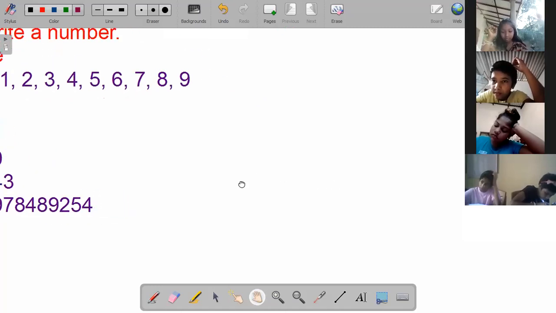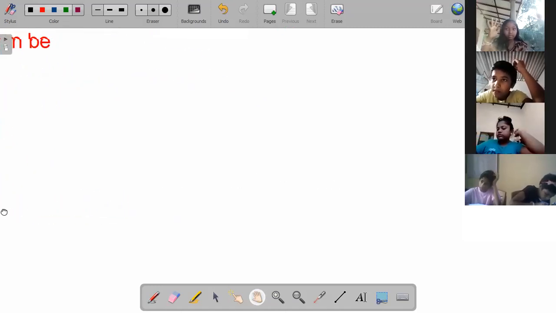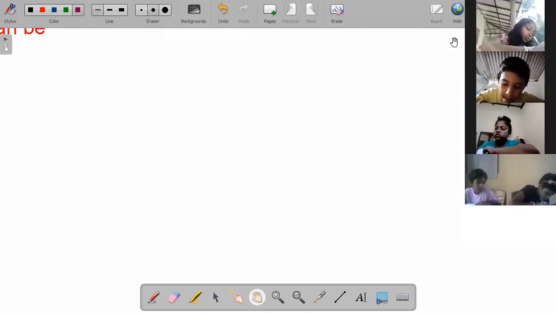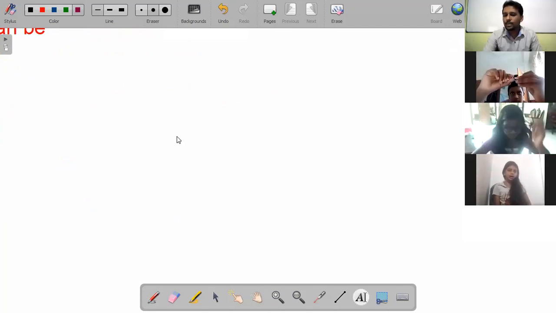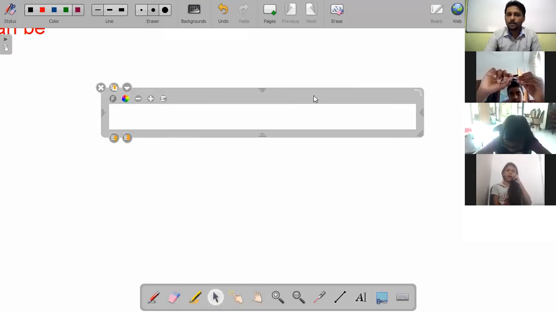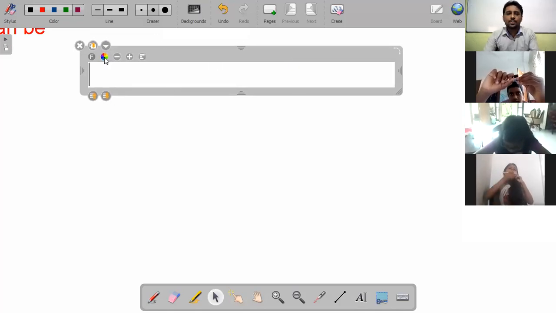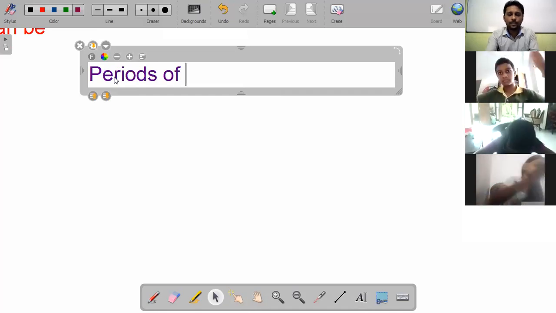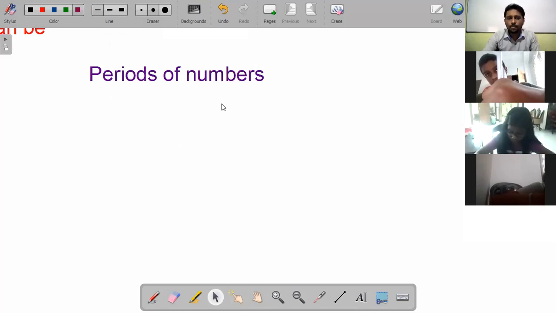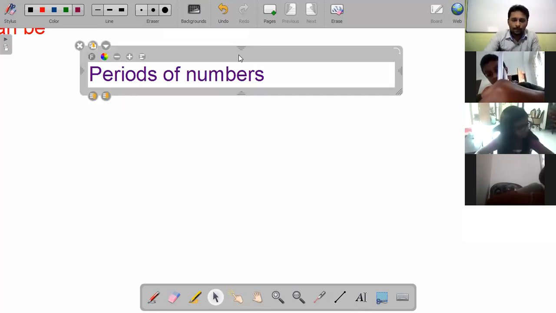Now you write down the subtopic of your book. What's the meaning of subtopic? A sub-heading. Subtopic means sub-heading. You write down the subtopic of your book: Periods of numbers.